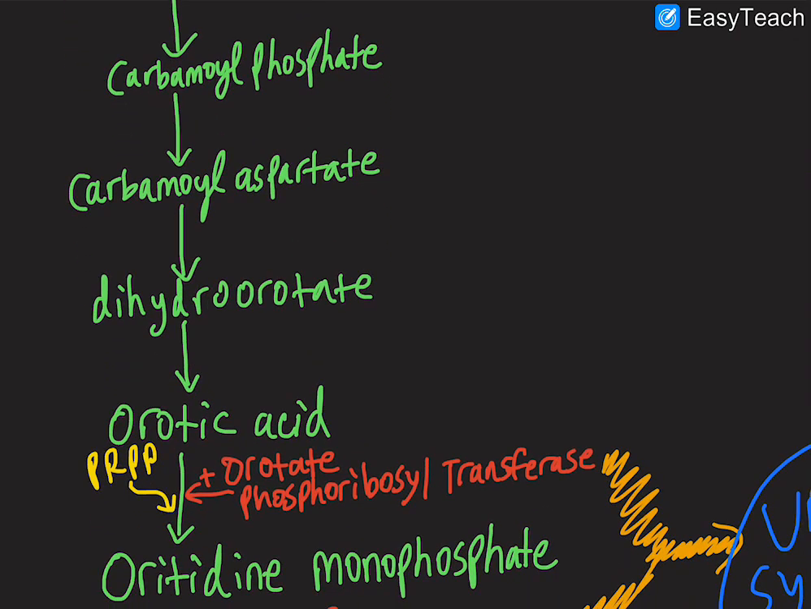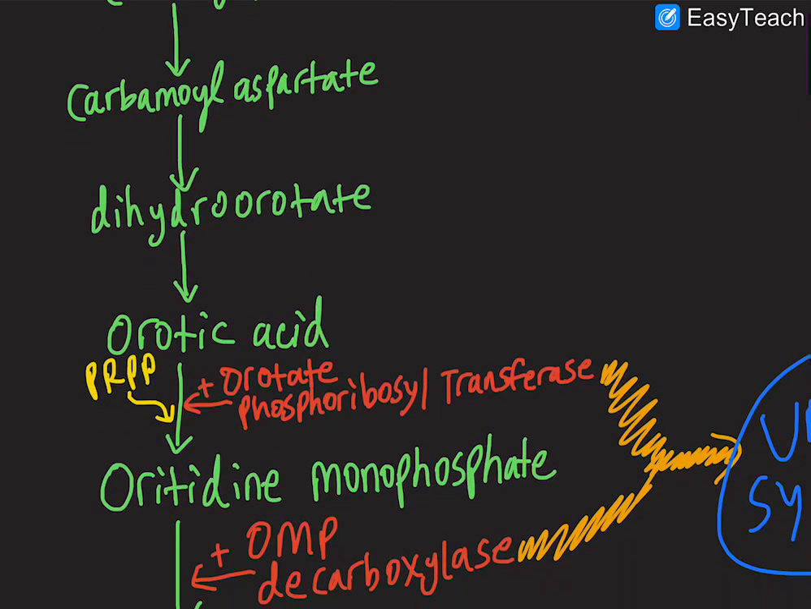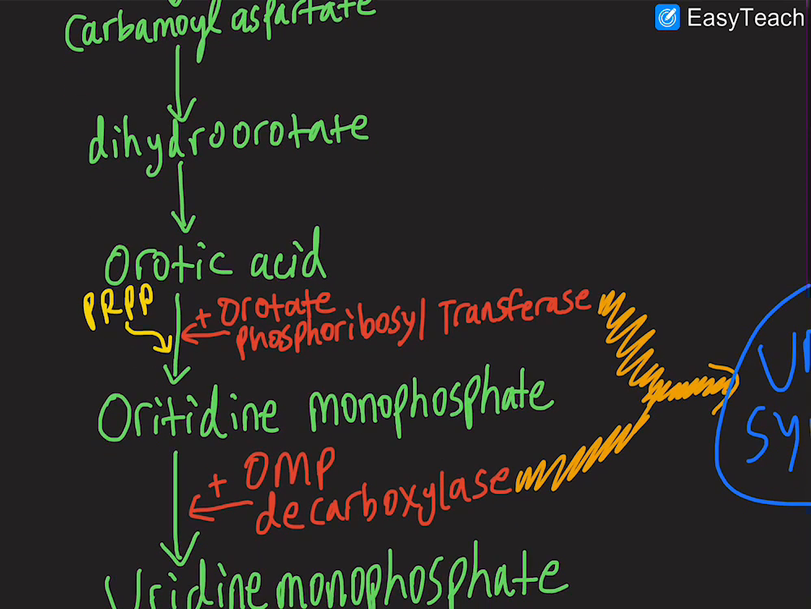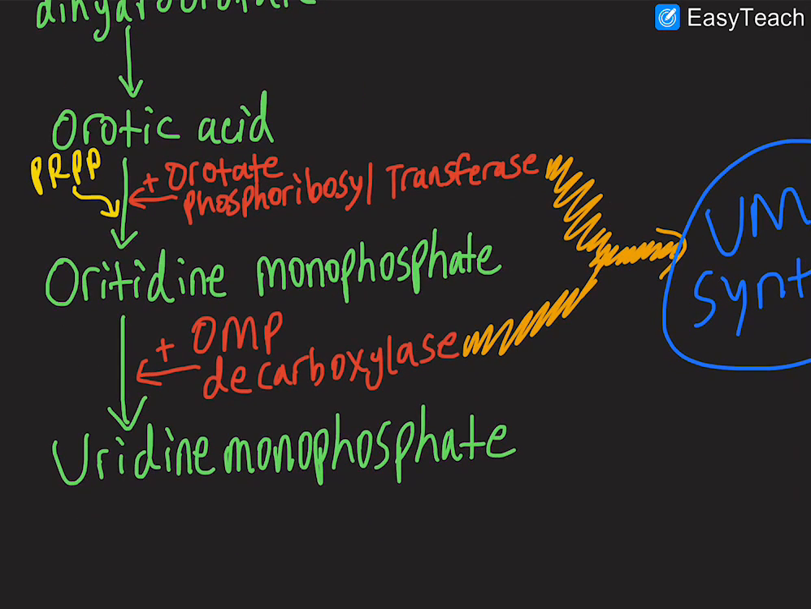And remember, we already did pyrimidine synthesis in a previous video, so make sure to go check that out. But after dihydroorotate, remember, we made orotic acid. Okay, and orotic acid was converted to orotidine monophosphate via orotate phosphoribosyl transferase, right? Because we used a PRPP group in this reaction. We combined PRPP with orotic acid and we made orotidine monophosphate, or OMP, via orotate phosphoribosyl transferase. And then remember, OMP was converted to UMP via OMP decarboxylase.